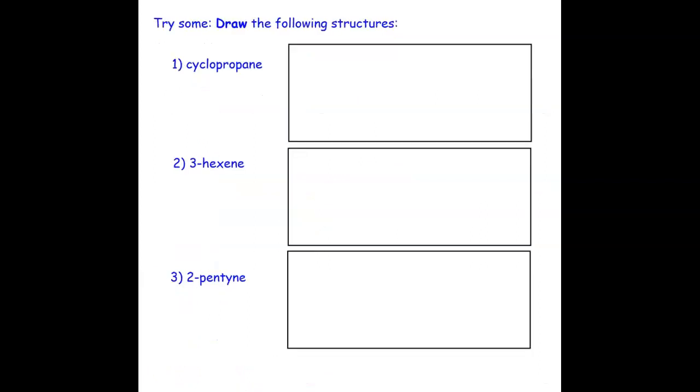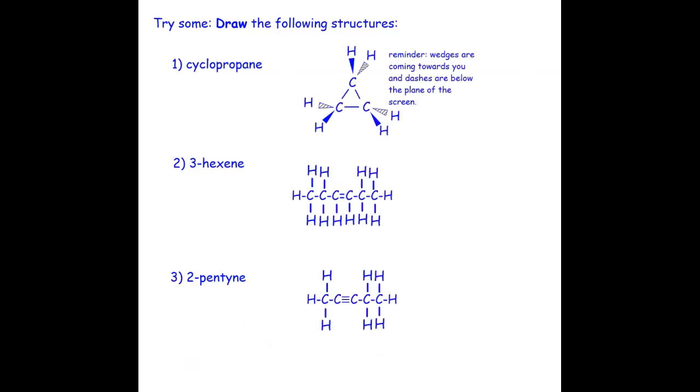Try drawing structures for these 3 molecules. Cyclopropane has 3 carbon atoms in a ring. Because each carbon atom gets exactly 4 bonds, there are 2 hydrogen atoms on each carbon. You didn't need to draw the wedges and dashes, but they emphasize the shape of the structure.